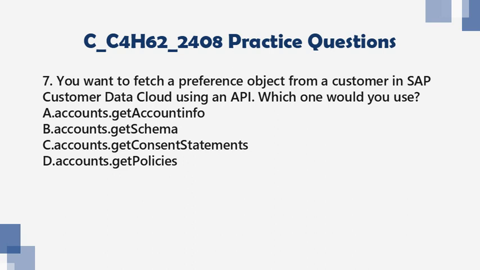7. You want to fetch a preference object from a customer in SAP Customer Data Cloud using an API. Which one would you use? A. Accounts. Get account info. B. Accounts. Get schema. C. Accounts. Get consent statements. D. Accounts. Get policies.